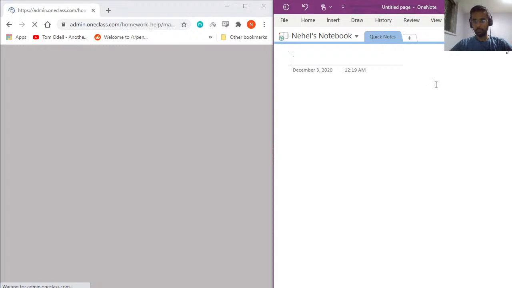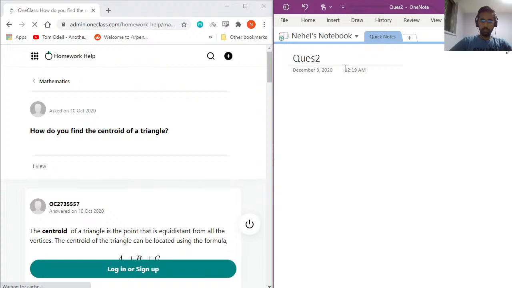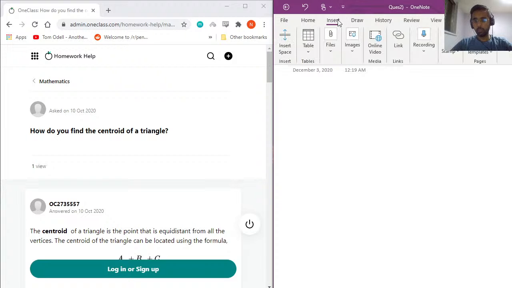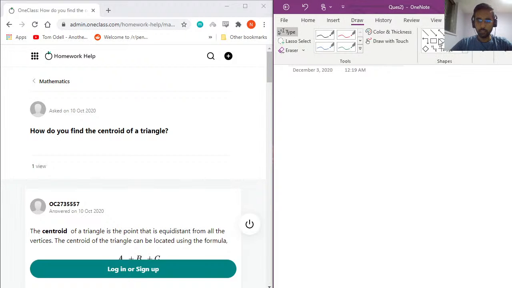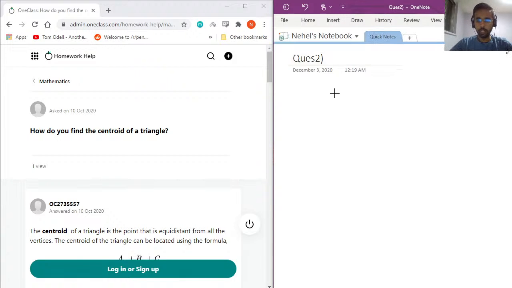Okay, alright, let's get into the second question for today. How do you find the centroid of a triangle? So first of all, what is a centroid? The centroid of a triangle would be a point located inside the triangle which is equidistant to all of the three edges of the triangle.